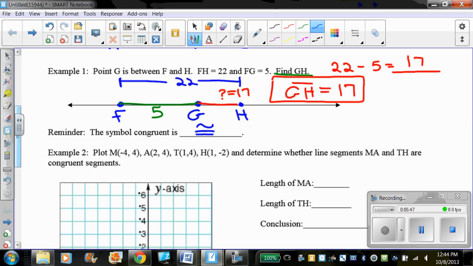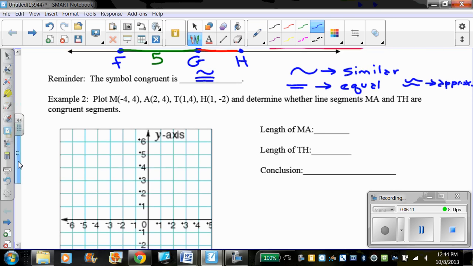And again, just to make sure you remember, a squiggly line means similar, and this, of course, means equal. And two squiggly lines means approximate. People get those confused a little bit, so I just want to make sure that you have them somewhere on your note guides to reference back to if you do forget.